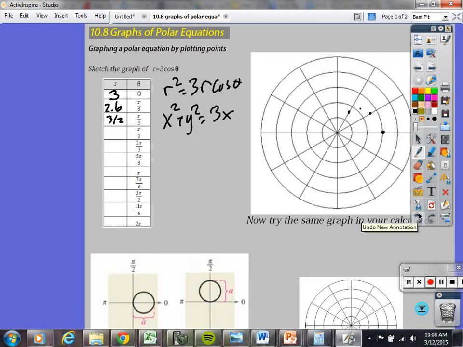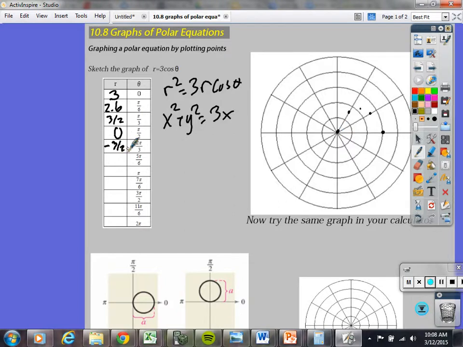Alright. Then we're going to go pi over 2. Cosine of pi over 2 is 0. 0 times 3 is 0. So right here, you're back down there. 2 pi over 3. Cosine of 2 pi over 3 is negative a half. Negative half times 3 is negative 3/2.